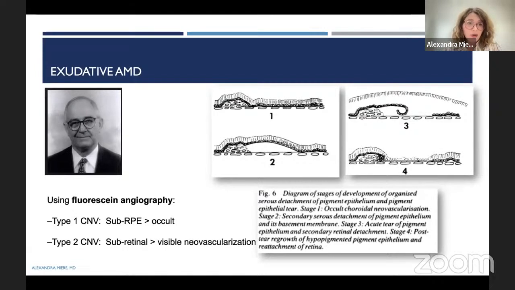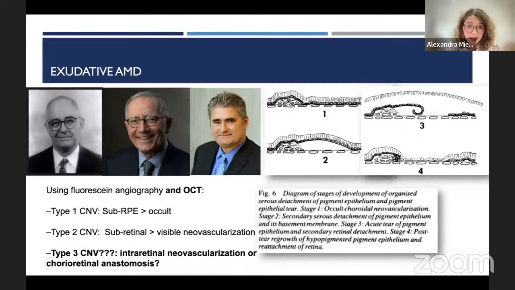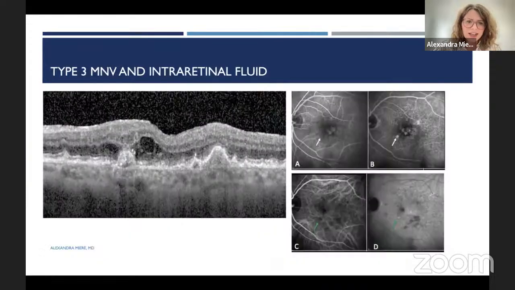So you all know, I think, that in exudative AMD, Gass described, of course, type 1 and type 2 choroidal neovascularization, and then Yannuzzi and Freund added to the initial classification from Gass type 3 choroidal or macular neovascularization that was supposed to be an intraretinal neovascularization, or as Don Gass suggested, a chorioretinal anastomosis. So also a type of choroidal neovascularization. And things have been quite controversial regarding the origin of type 3 macular neovascularization.